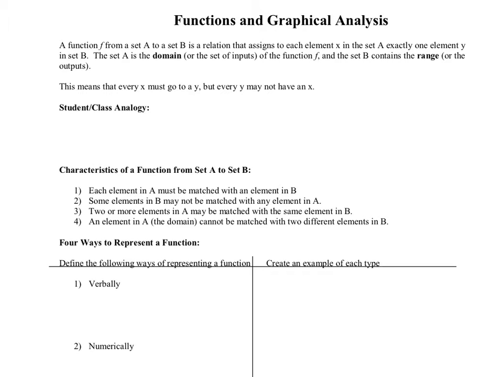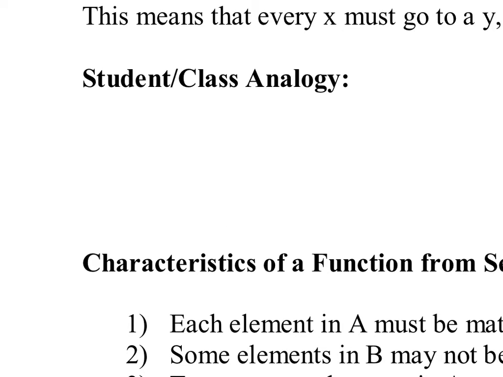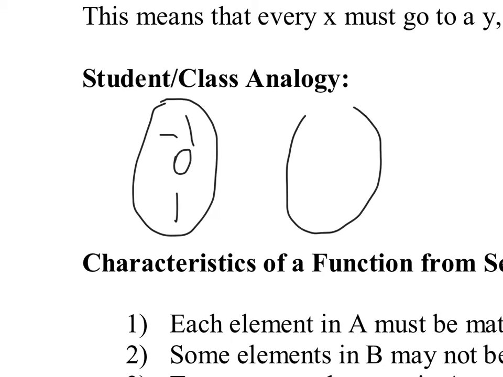You can read the first two sentences on your own. And let me go ahead and zoom in on the class analogy. If we map set A to set B, we create a function if for every point in set A, there is exactly one match in set B, or one number that it goes to, only one.